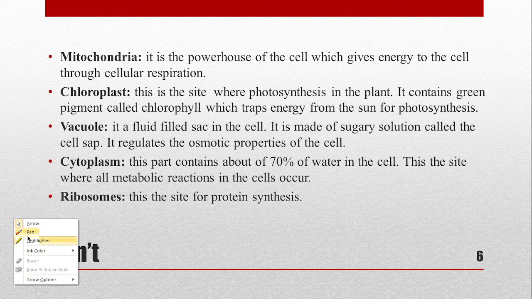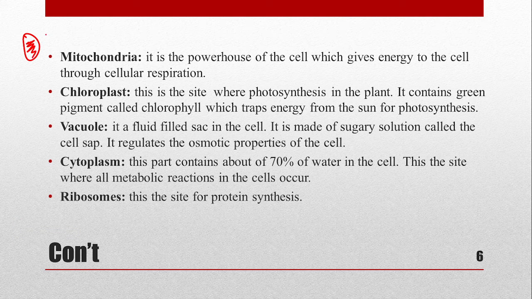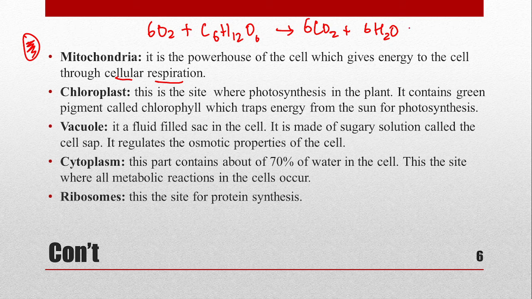Moving on, we have the mitochondria. The mitochondria looks like this, if you have forgotten. It is the powerhouse of the cell which gives energy to the cell through cellular respiration. Even though you haven't done respiration so far, let me just write the equation for respiration. Respiration is 6O2 plus C6H12O6 giving us 6CO2 plus 6H2O. Now this is where the main thing comes. Plus energy. So as we said, respiration happens in the mitochondria, which releases energy to the cell.